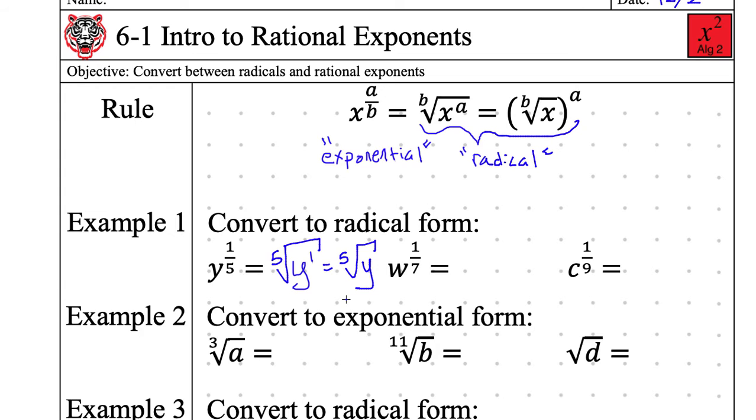Someone take a shot for w to the power of 1/7. How many people know this? 3 people know this? Only 3 people? Looks like Beverly has her card.